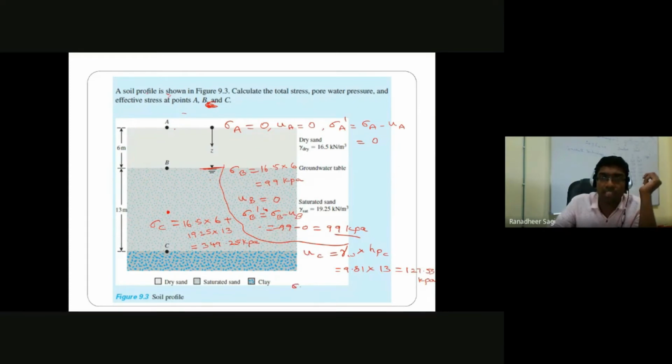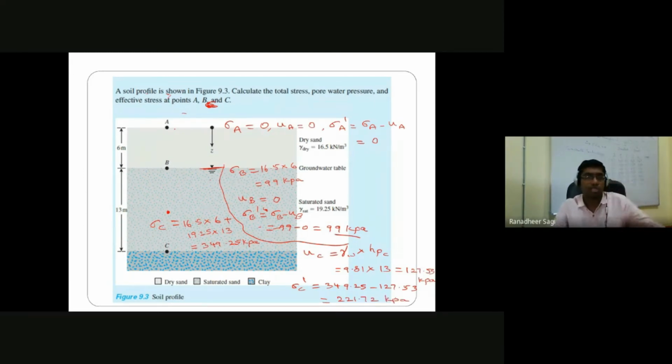And the effective stress at point C, if I am going to be calculating, it's nothing but 349.25, the total stress at point C, minus the pore water pressure at point C, which is 127.53. So the effective stress that we calculate at point C comes out to be 221.72 kilopascals. So that's how you can calculate what is required in the problem.